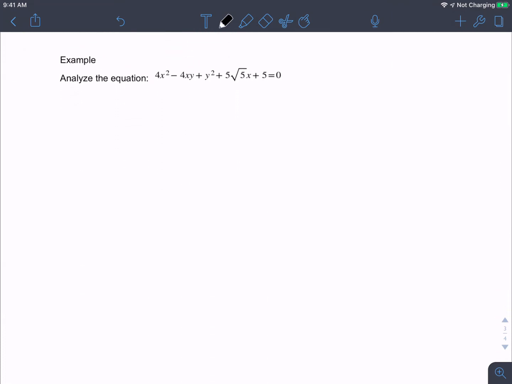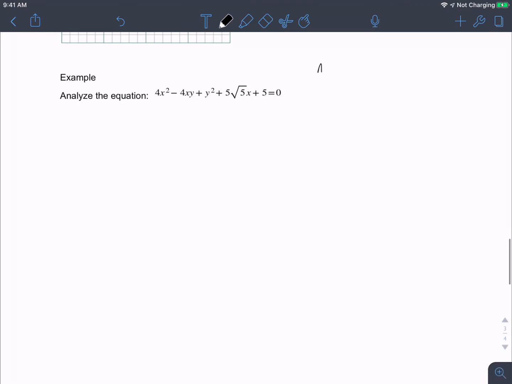Alright, so in this example here, again, we're going to have to label our points. And so my A is going to be 4. My B is going to be a -4. My C will be a 1. And we need to remember that cotangent of 2 theta is equal to A minus C over B. And so that's going to give us 3 over -4, or we can write it as -3 over 4.